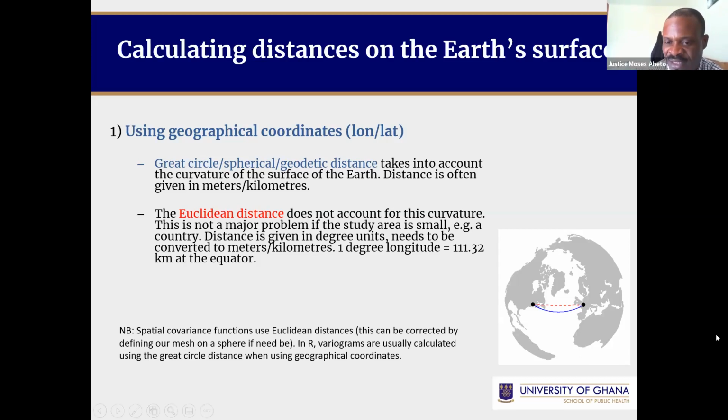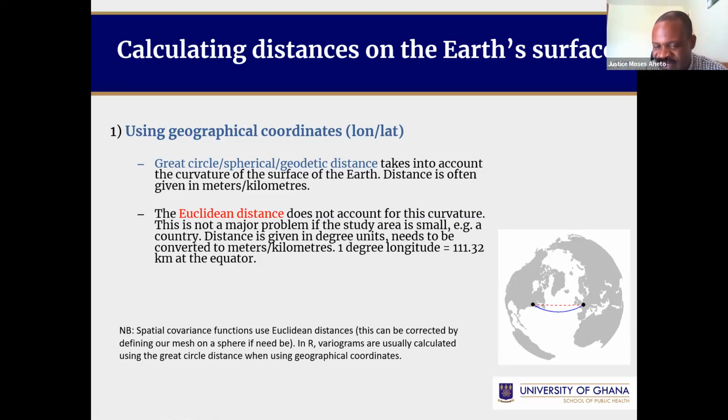Because if you look at the right side, the red dot that you're seeing, that is how the equatorial distance is calculated. It's only measuring the distance between these two locations. So if there's any curve between these two locations, the equidistant distance will avoid that. It will not take the blue line into account. It will only take the red line because it gives a straight line. This is not a problem if the area is very small.